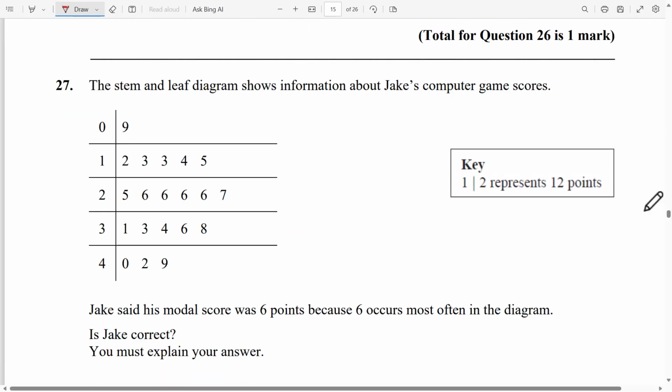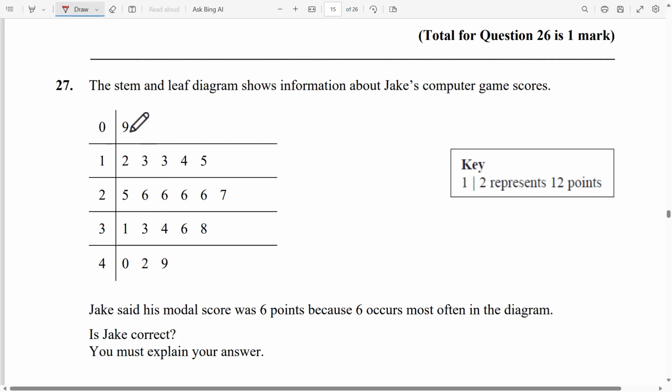So for the next one, we have a stem and leaf diagram, and it shows information about Jake's score. Jake says his mode score was 6 because 6 occurs more often. Is Jake correct? Well, let's look at the key. When you have 1 slash 2, that is 12.